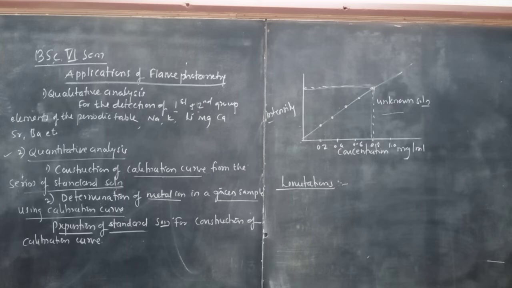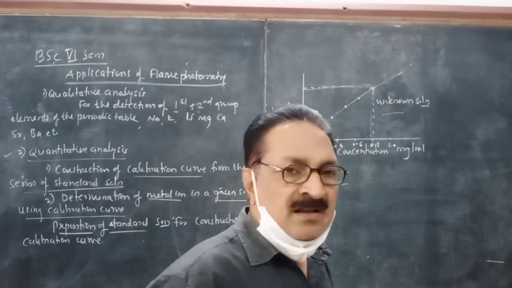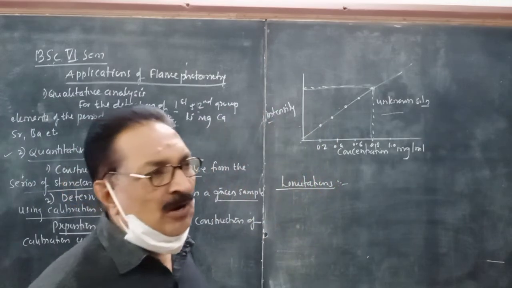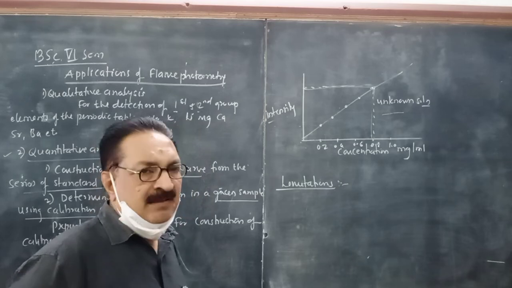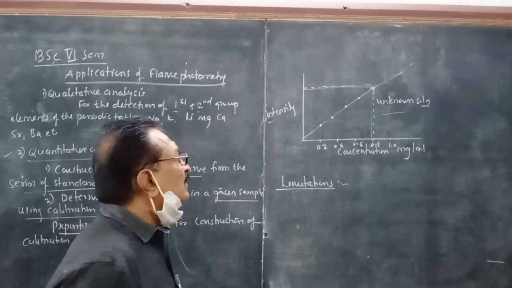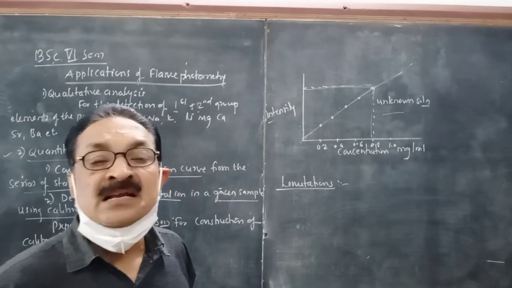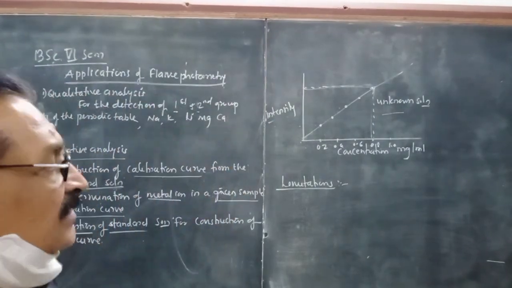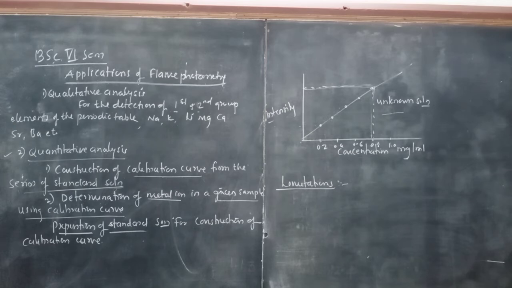The second one is that the flame photometric method does not provide information about the molecular forms of the metals. It is not concerned with the molecular forms of the metal. The only thing is that the intensity of the emitted radiation is detected, and from that the element present, with a specific wavelength, and the amount of the element present can be detected.